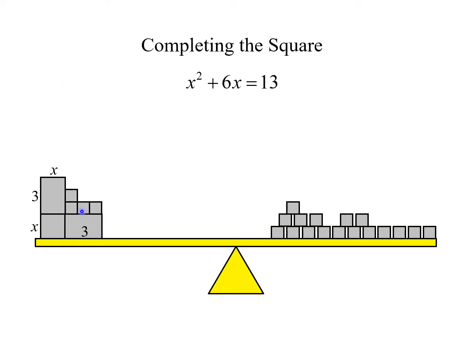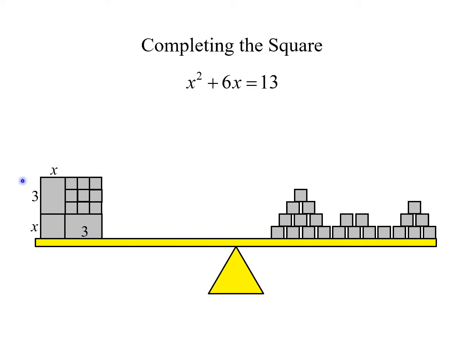So how many of these little 1 by 1 squares did I have to add on both sides? I had to add 9 of them. That's what we did: we took this 6, chopped it in half when we broke that rectangle in 2, and then when you square it, that's 3 times 3, which is 9, and that's what you're adding to both sides of the equation. I mean the scale. So here's the 4th one, the 5th, 6th, 7, 8, 9. I've just completed the square.